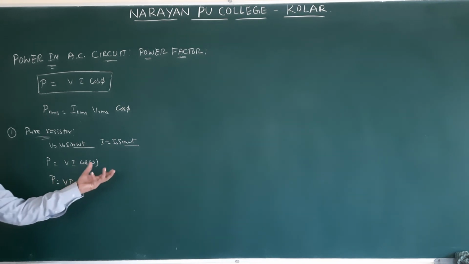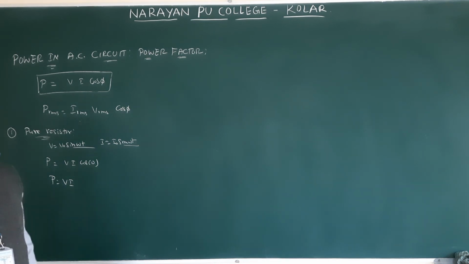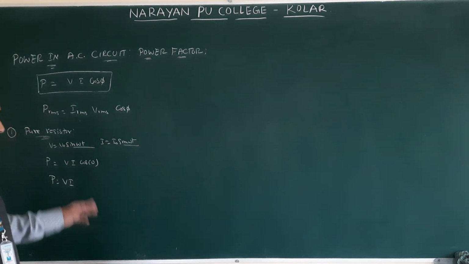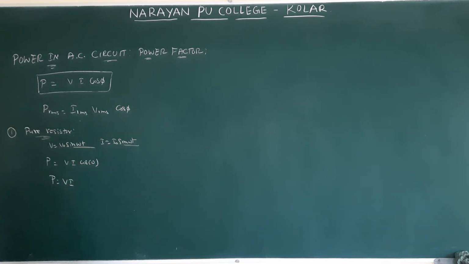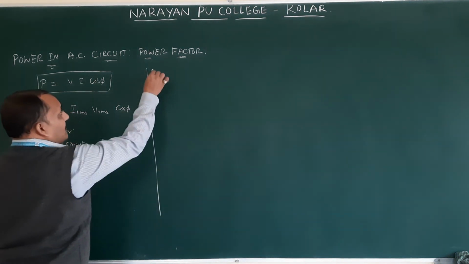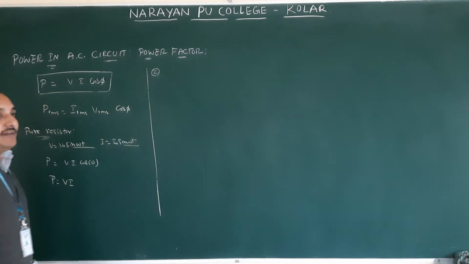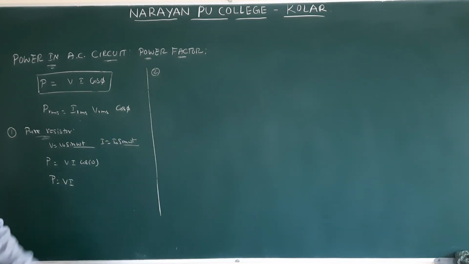Maximum power is dissipated in a pure resistive circuit. They may ask you one more question: where do you get the maximum power dissipation? In a pure resistor circuit, you will get maximum power dissipation. Presently we know only about the resistor. Now we will see the second one: either inductor, and the third one is capacitor. I think we discussed inductor first.